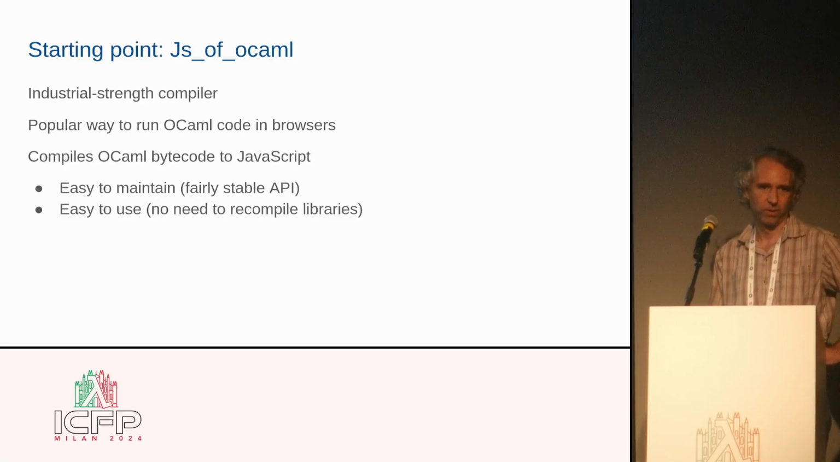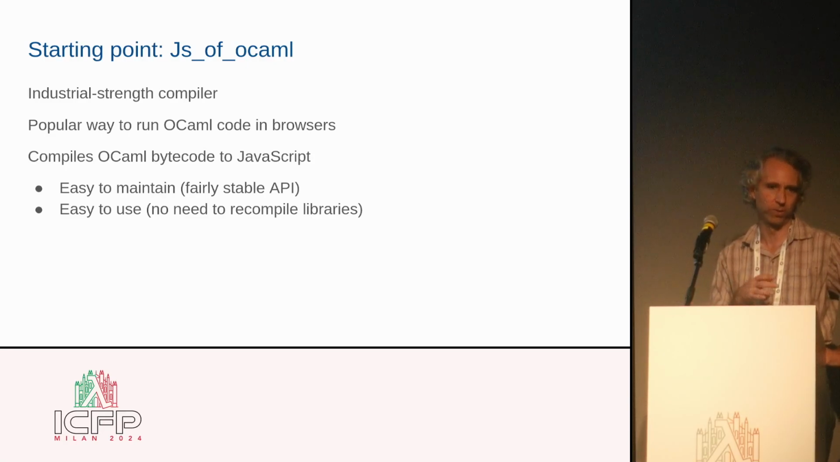It compiles OCaml bytecode to JavaScript, which turned out to be very convenient because it's easy to maintain. The bytecode is a fairly stable API. And it's easy to use because the user can just build a bytecode program and compile it with JS-OCaml. It does not need to recompile all its libraries and build a specific environment for web programming.